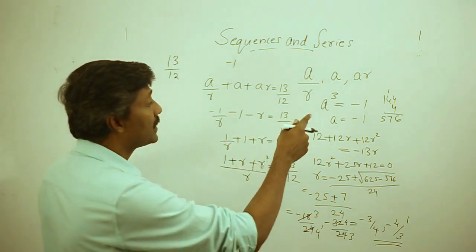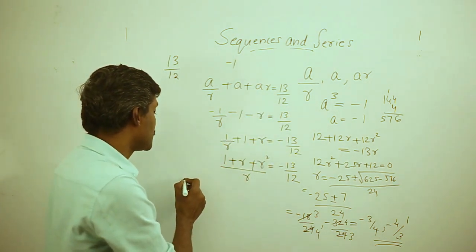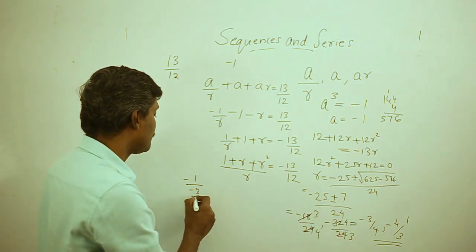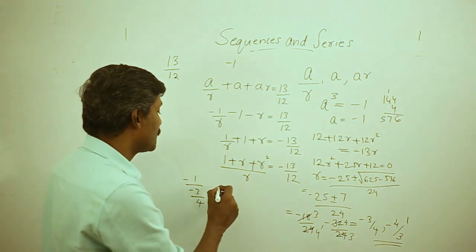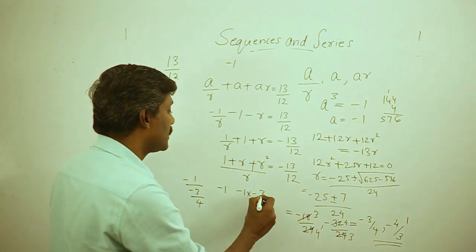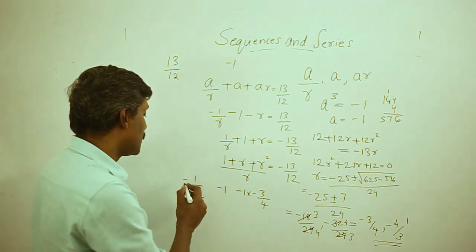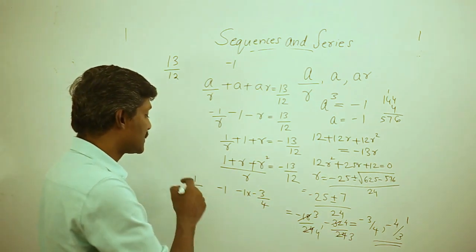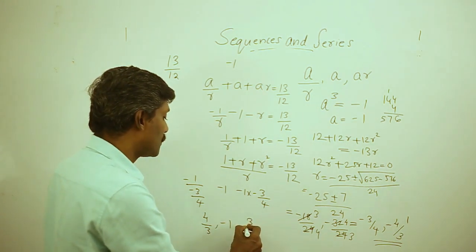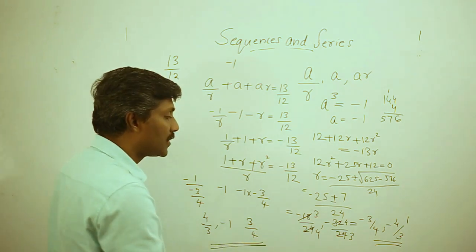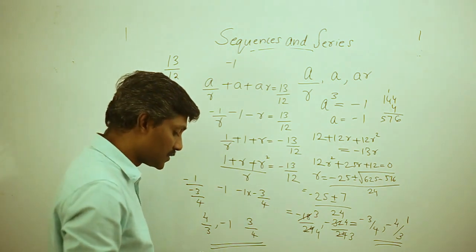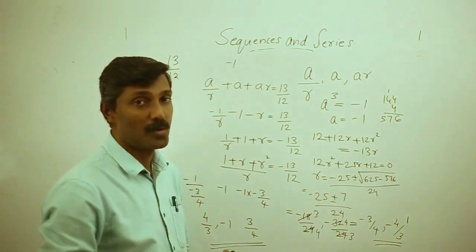So a was minus 1. So a by r means minus 1 divided by minus 3 by 4, which is 4 by 3. A is obviously minus 1. ar is minus 1 into minus 3 by 4, so the minus and minus get cancelled. The terms are 4 by 3, minus 1, and 3 by 4, and similarly you can substitute the value of minus 4 by 3 and find out the sequence. So this is how we solved this problem.